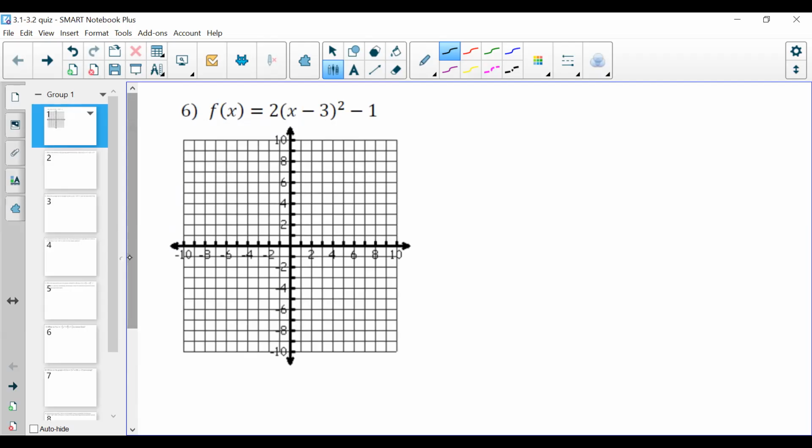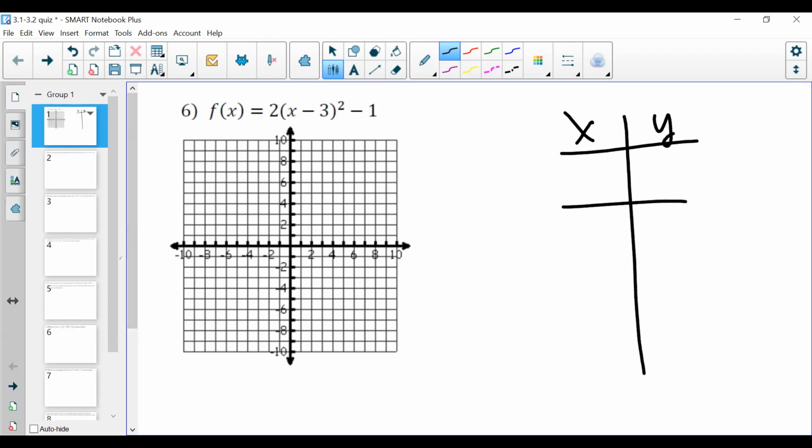So I have 2 times (x minus 3) squared minus 1. Anytime you want to do a graphing problem, what I'll do is I'll make a table. And I would start with the vertex. So you're given the vertex right away in the equation. I know my vertex is (3, -1). I'm going to put that right in the middle.